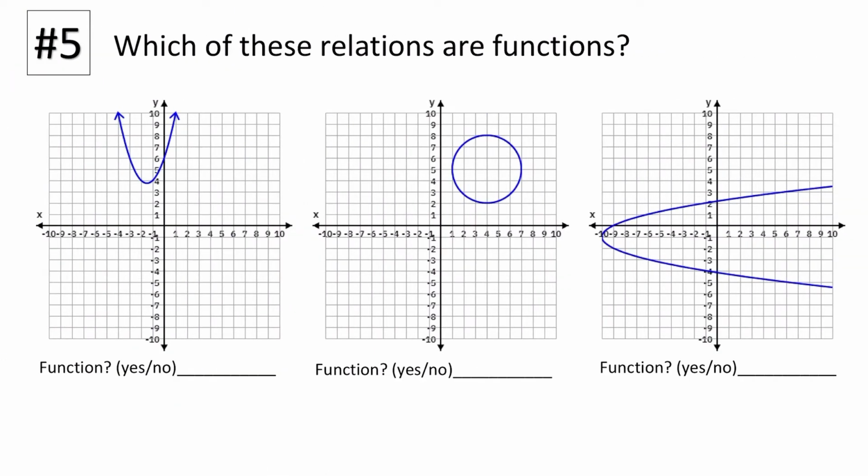So let's continue with this idea on this question. So once again, when I start drawing vertical lines here, they're all going to pass through only once. So yes, it is a function. In this graph, as soon as I start drawing vertical lines, they're going to pass through more than once, so it is not a function. It's the same situation with this graph. As soon as I start drawing vertical lines, they pass through more than once, so it is not a function.